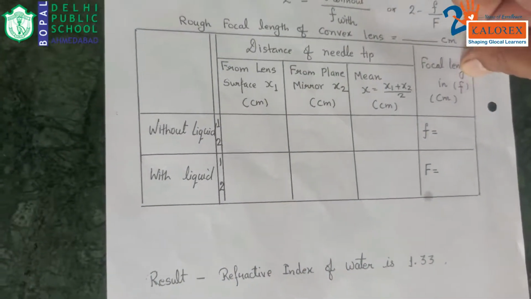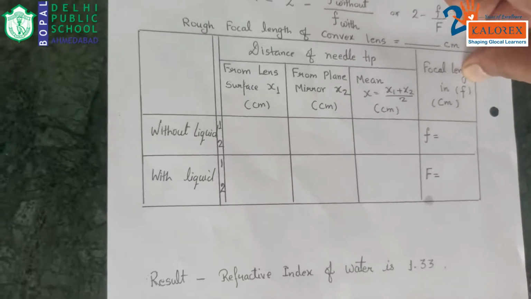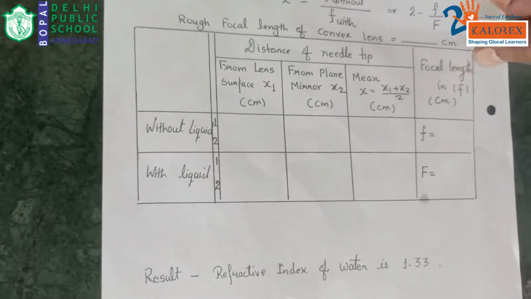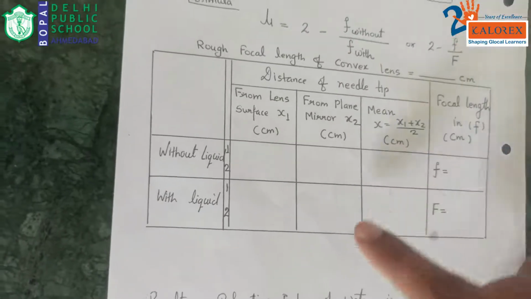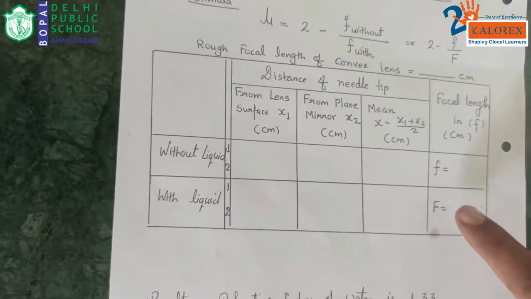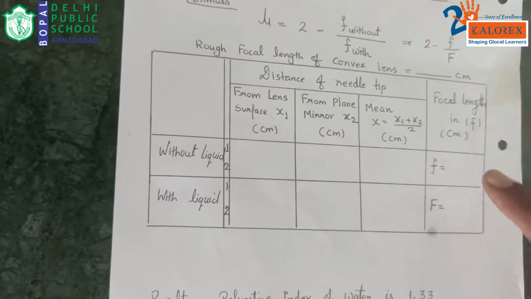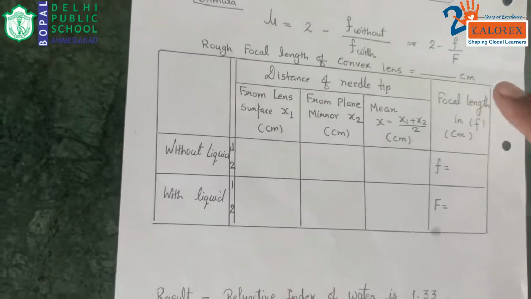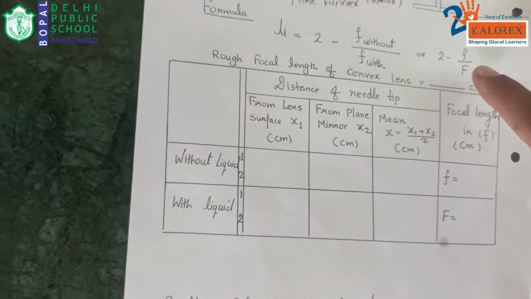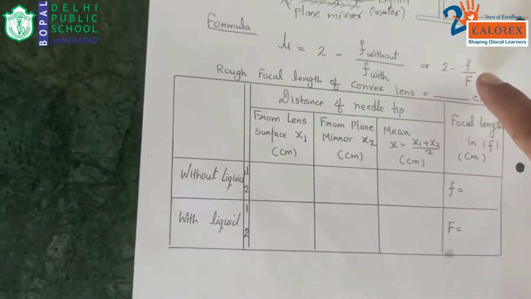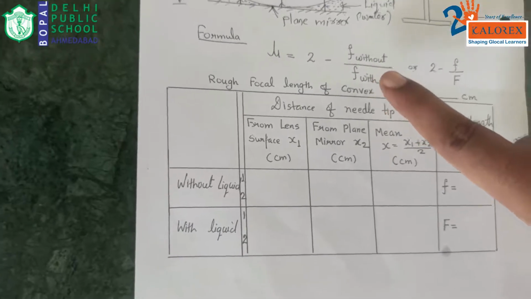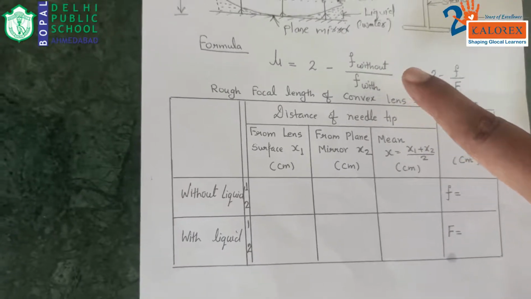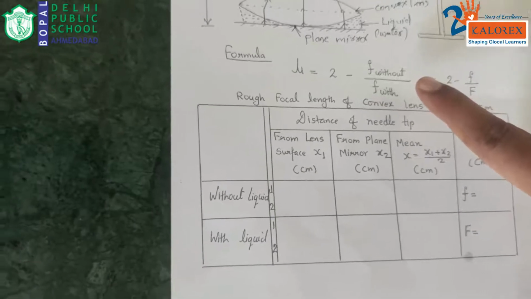In the same way we use the liquid. We form another lens of liquid, and again find x1 and x2 the same way, and this gives you capital F, the focal length of the entire system. Using this formula we can find the ratio f by F, and 2 minus f by F will give you the refractive index of the liquid. So let us do this experiment practically also.